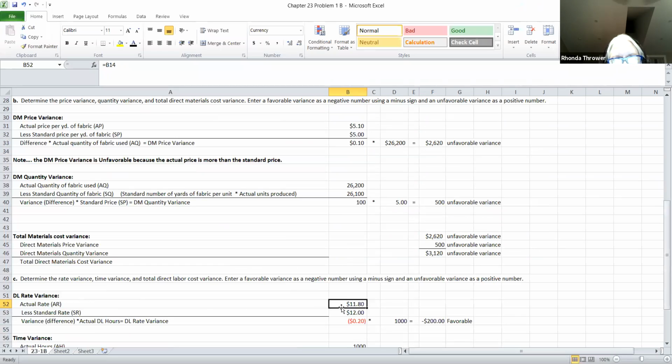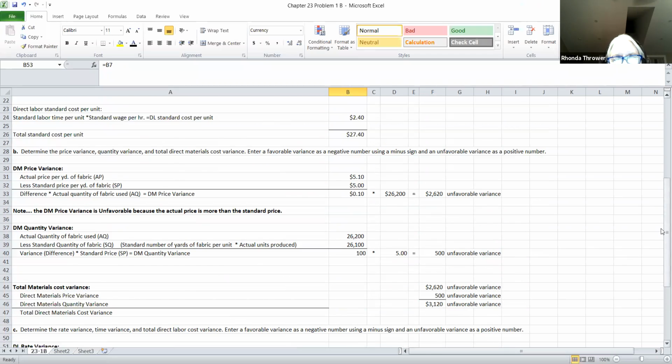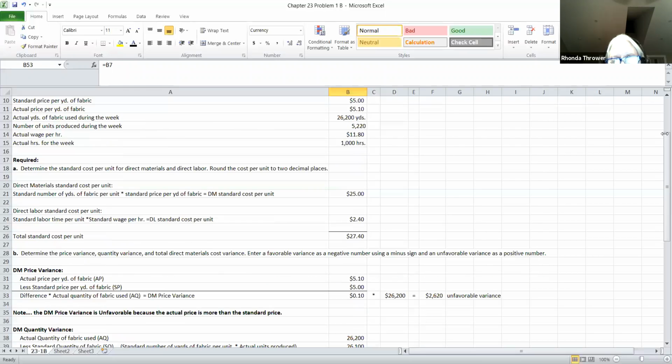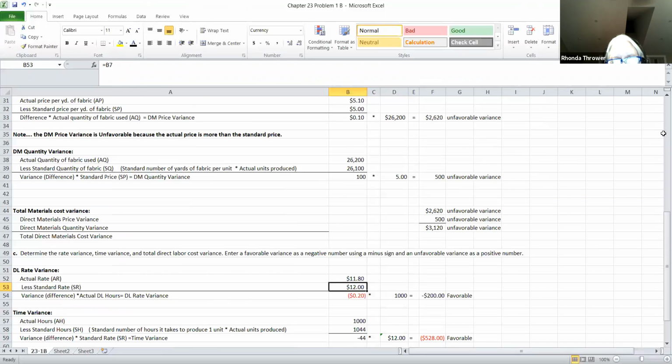You're going to compare that to your standard rate, which was also given in the information above. Your standard labor wage rate per hour was $12. And so your actual labor rate was less than what you had budgeted for. Notice the difference between these is 20 cents. This variance is a favorable variance.